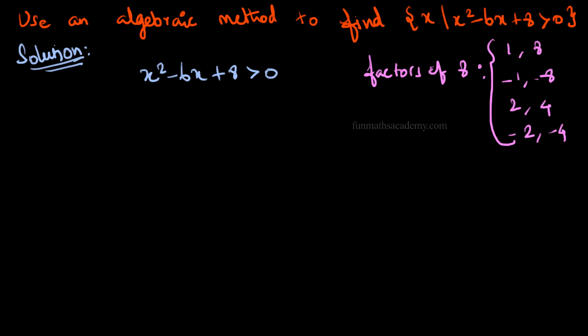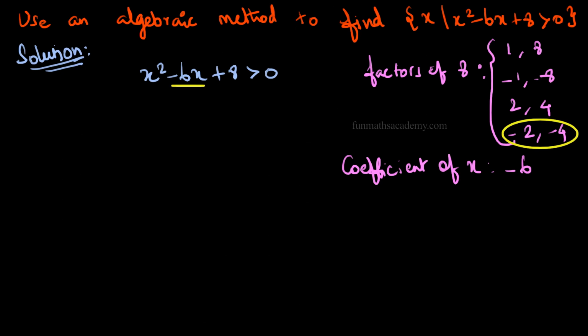The above pairs, when you multiply each pair, we get 8 only. So now, can you guess which of these pairs, when added together, will give us the coefficient of x, that is minus 6? Yes, when we add minus 2 and minus 4 together, we will get the coefficient of x, that is minus 6.